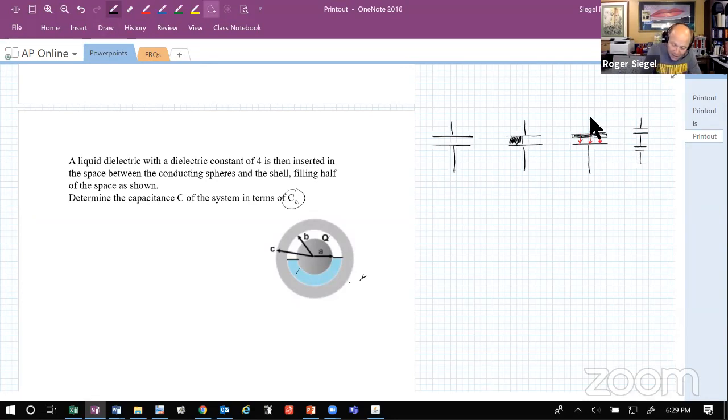As a matter of fact, I've got to write it differently. Say it's behaving like 2 capacitors in series. This one over here, let's zoom in on this.